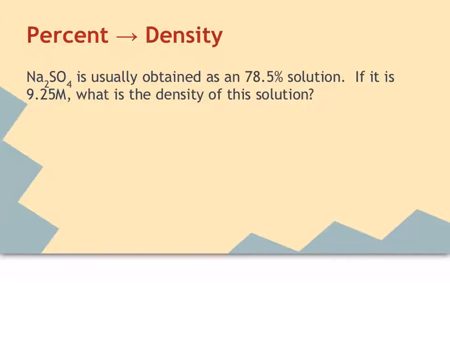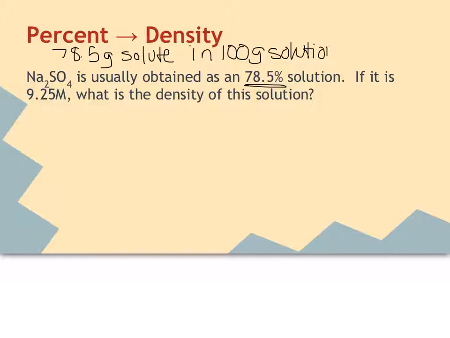All right, so now we have a percent and we have to do density. Now here's the deal. I think this is the hardest one we can do, but I think we can handle it. The first thing we got to do every time we see a percent is take it out and go: it's 78.5 grams solute in 100 grams of solution. Okay, so that's the first thing we have to do. And then it says, if it is 9.25 molal, what is the density of this solution?